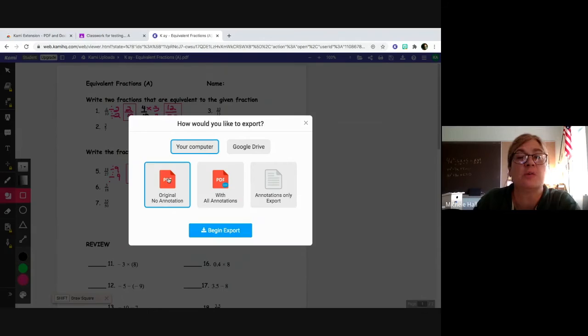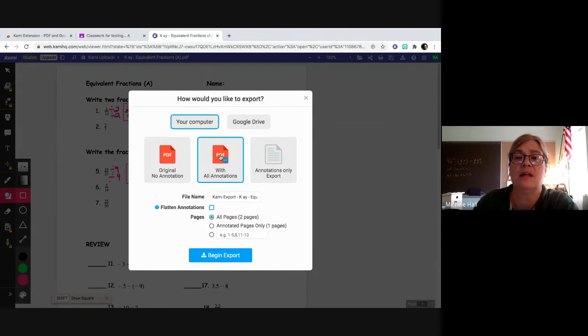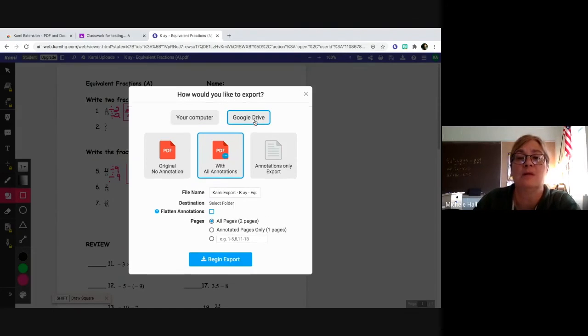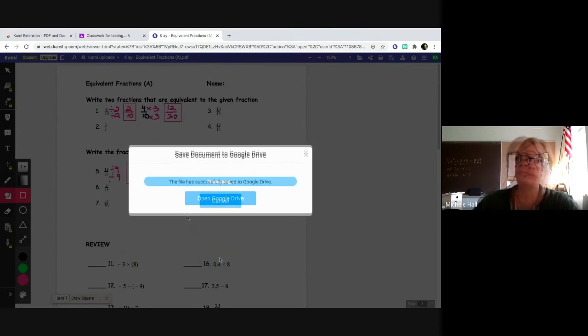Here's the original, but I don't want the original. I want to turn in my annotations. So I want to make sure that it is highlighted. And I don't want it to go to my computer. I want it to go to my drive so that I can upload it from my drive into Google Classroom. So Google Drive, and then begin export. The file has successfully saved to my drive.